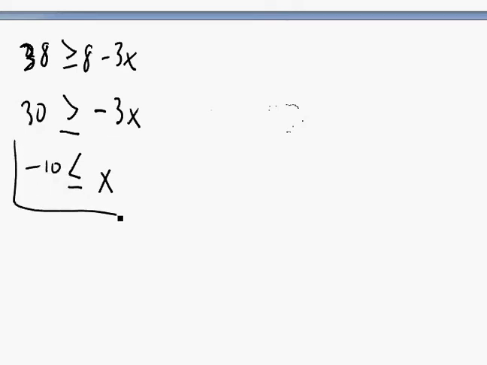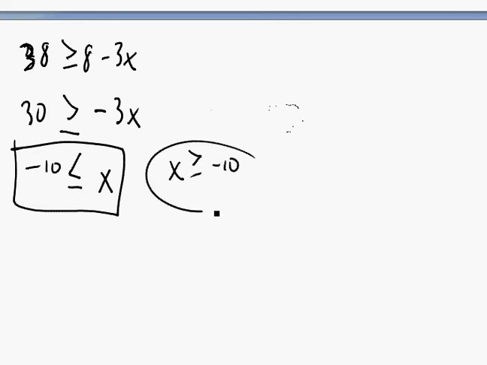So our solution is negative 10 is less than or equal to x, or if you prefer, you could write that as x is greater than or equal to negative 10. And if you graph the solutions on the number line, we would graph all of the values that are to the right of negative 10, including negative 10. So I'd put a closed circle on negative 10 and shade all of the points to the right.